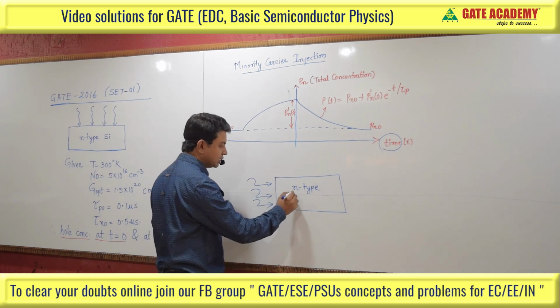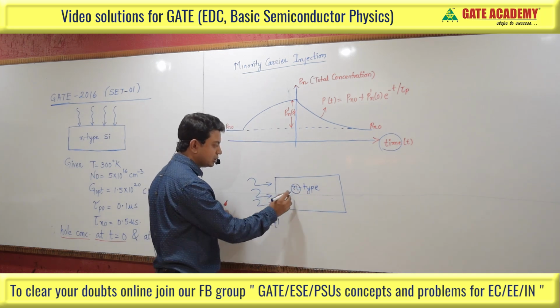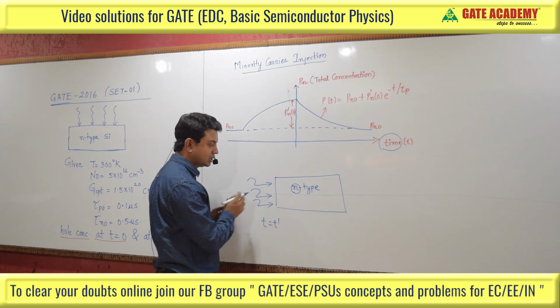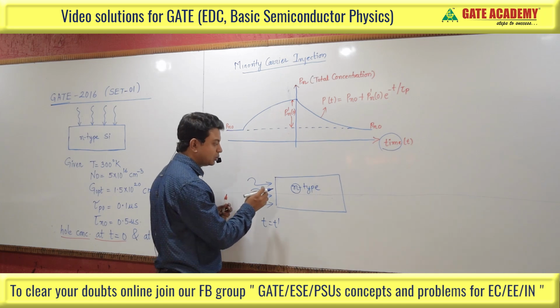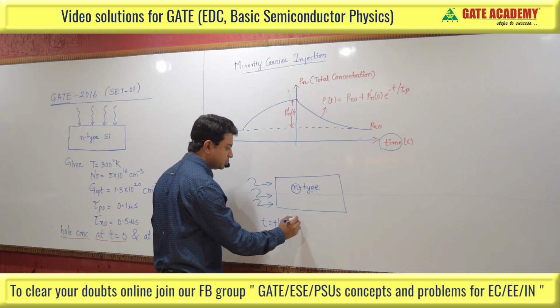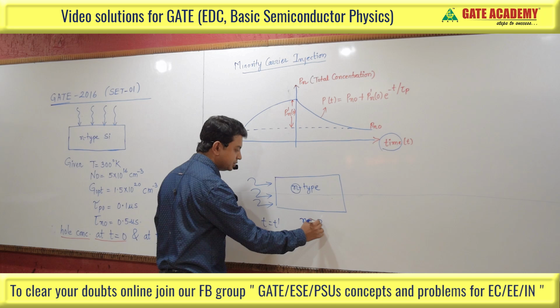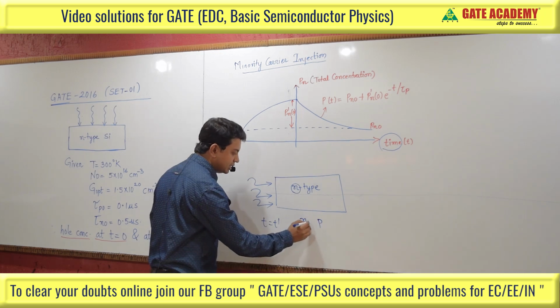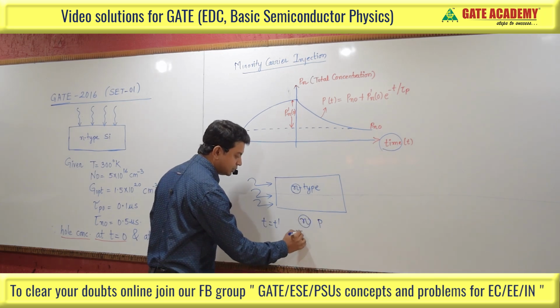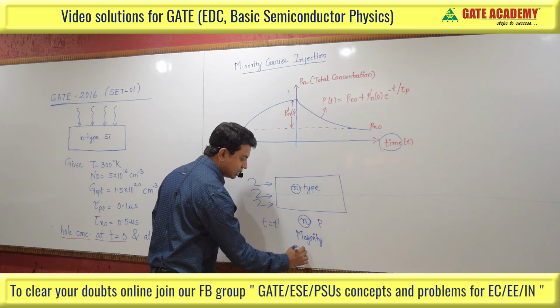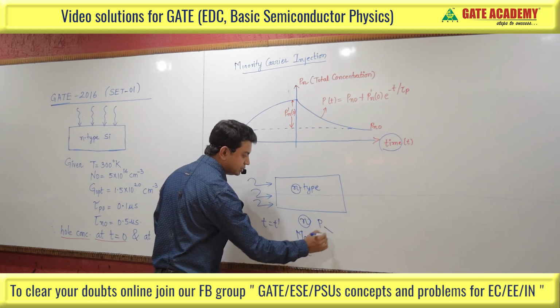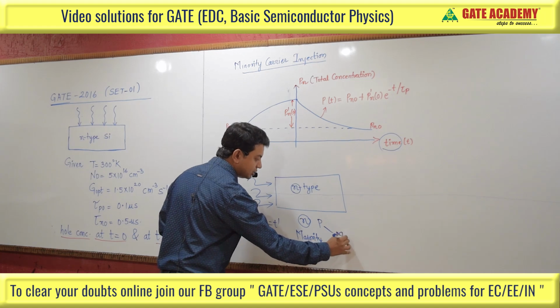And if you consider this is an N-type semiconductor, that means electrons and holes both are generated inside this semiconductor, because generation is the process in which we get an electron-hole pair. This electron is the majority charge carrier, and the holes, that is P, are the minority charge carrier.